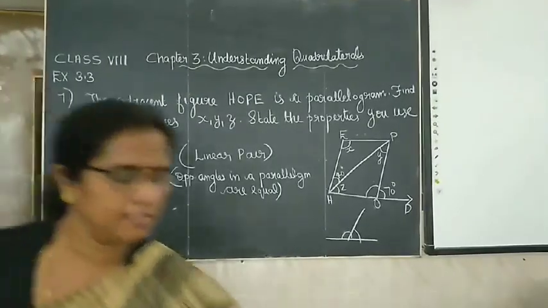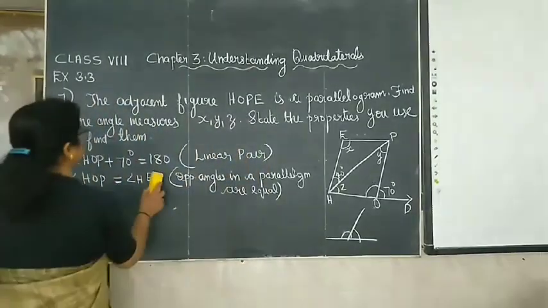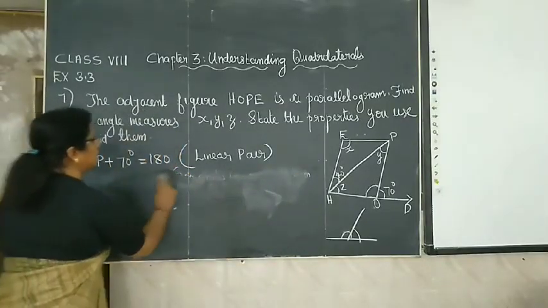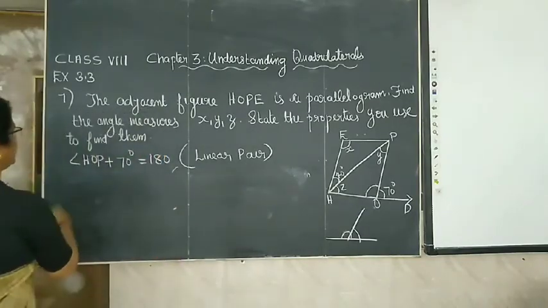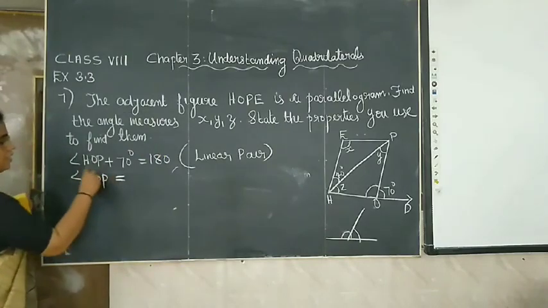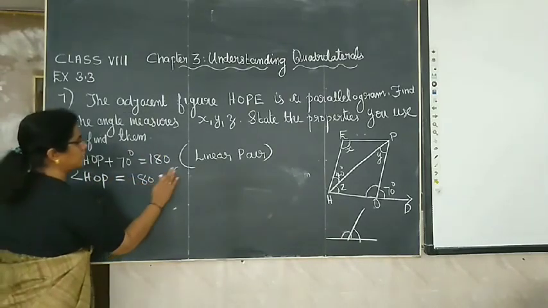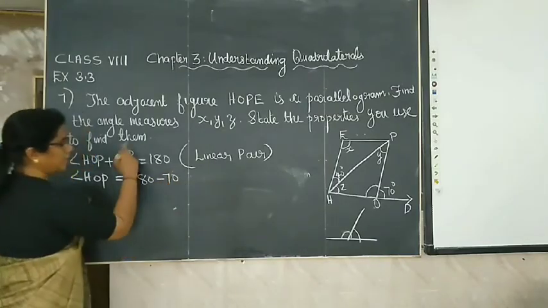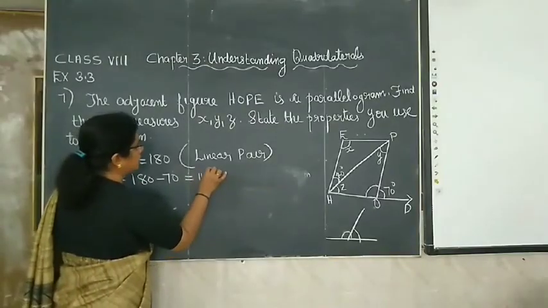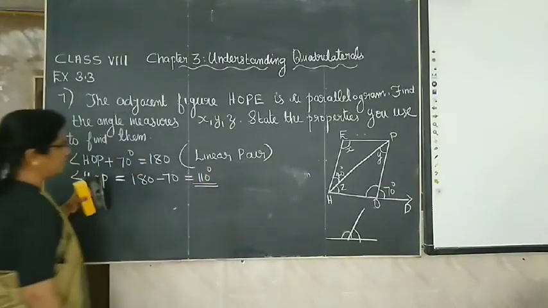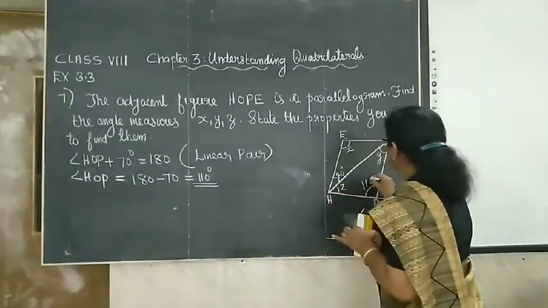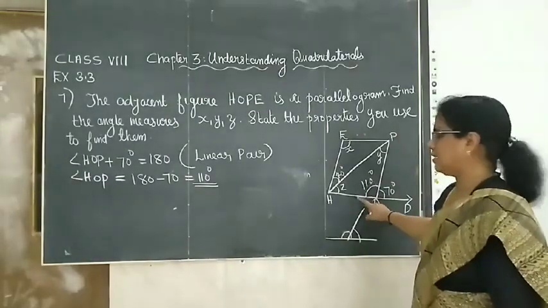Before that we have to find the value of angle HOP from here. You can find 180 minus 70. This 70 we are taking to this side. Therefore, angle HOP equal to 110. Angle HOP, that is this angle, you got 110. Now we got this angle as 110.